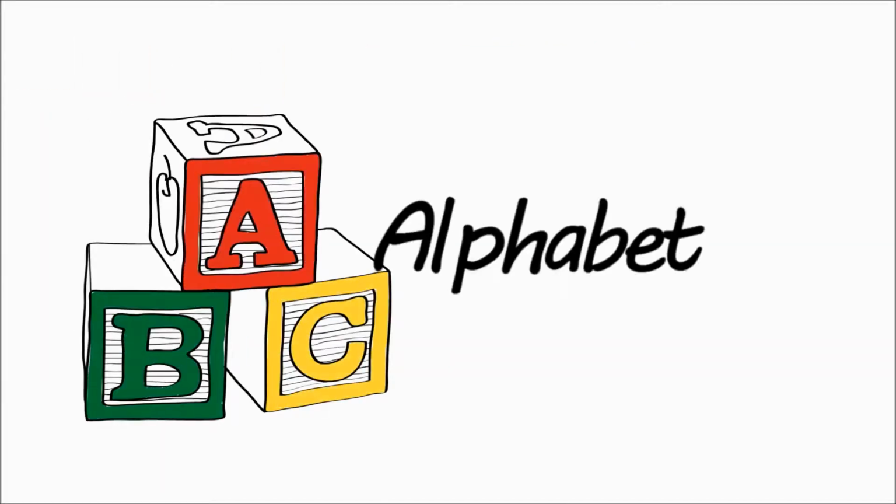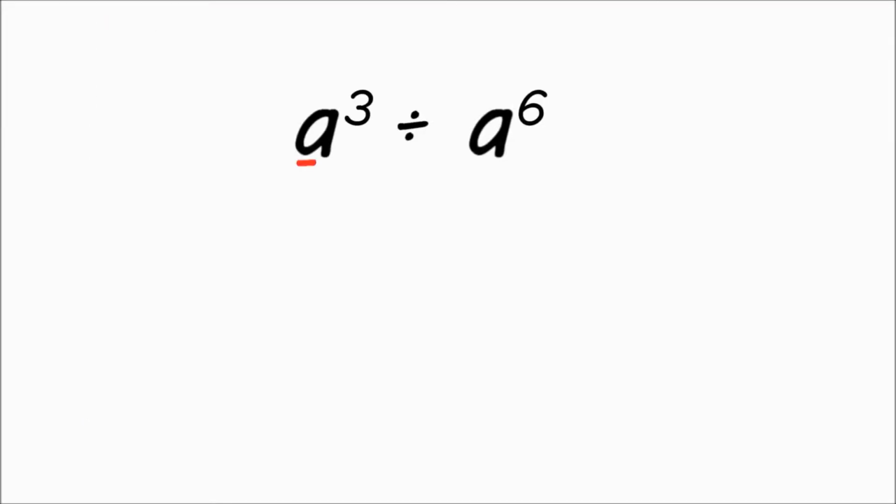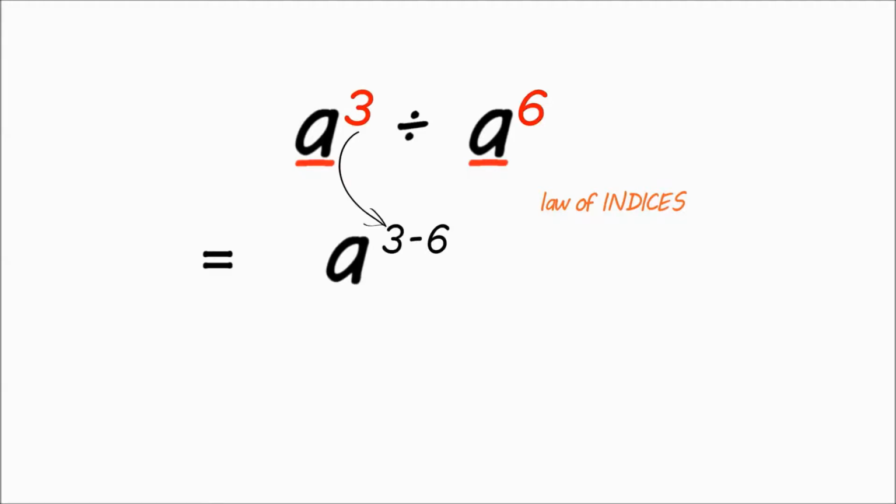Now, what if the base is a letter of the alphabet? Just like this example where the base is the letter a. Based on the law of indices, it is equal to a to the power of 3 minus 6, which can be simplified to a to the power of negative 3.